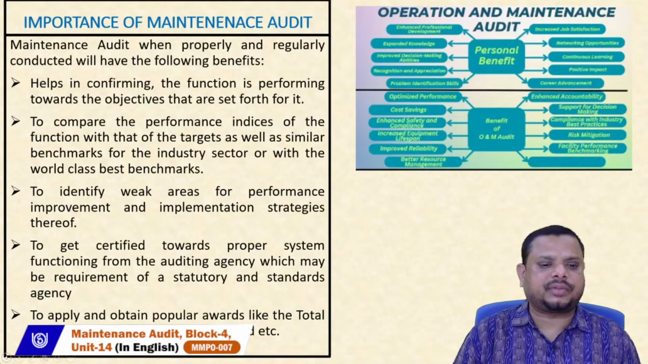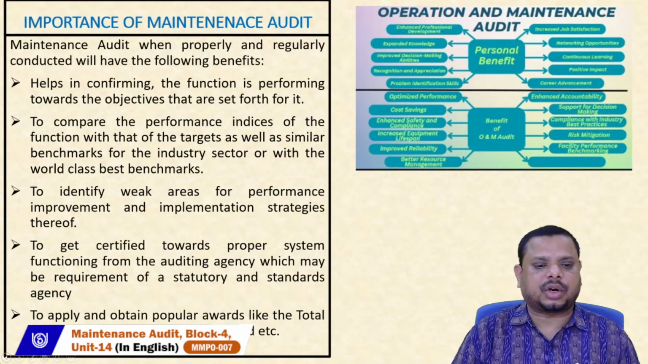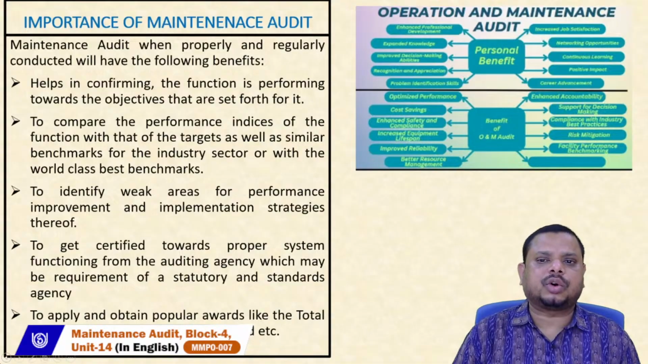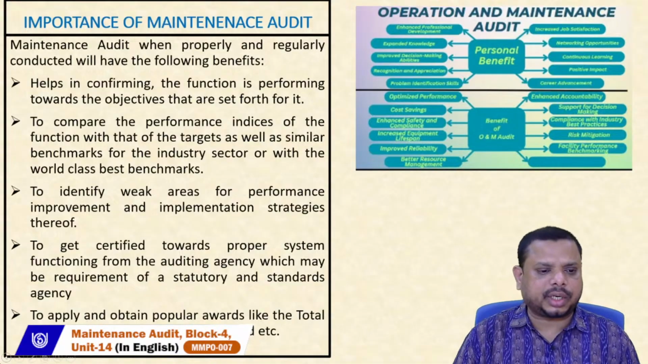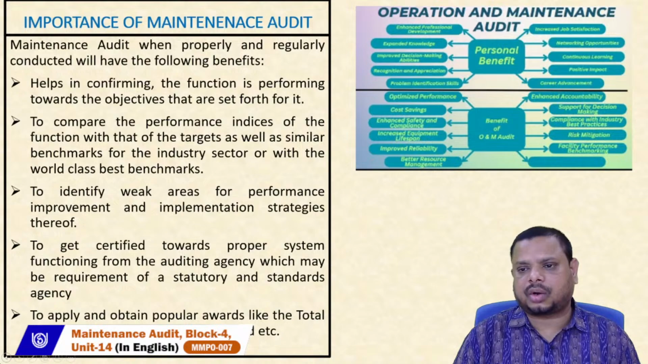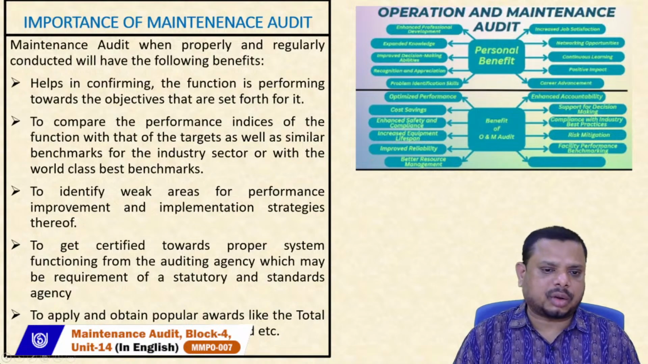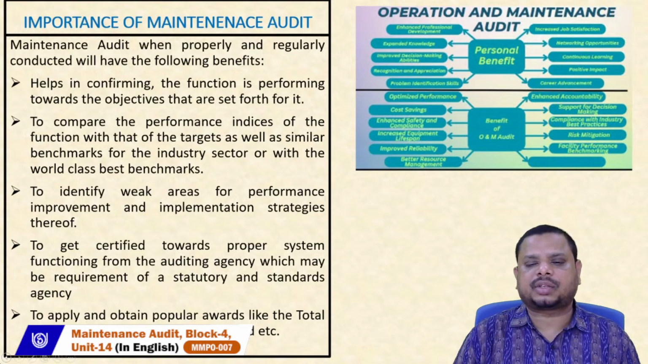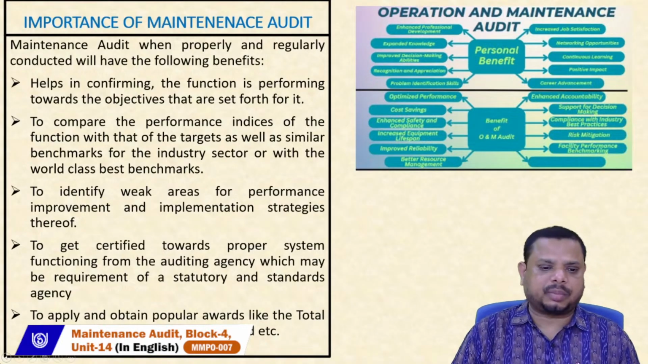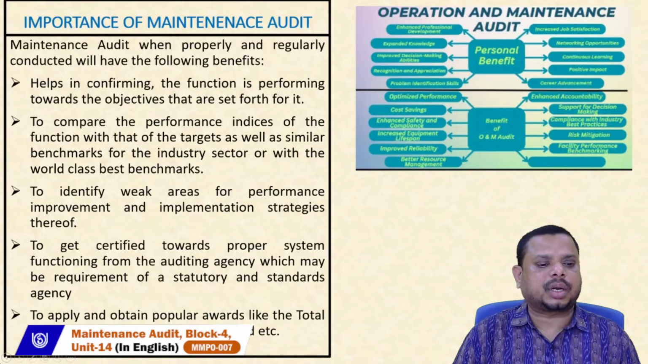The next is to get certified towards proper system functioning from the auditing agency, which may be a requirement of a statutory and standard agency. That is why in most cases the company must go for third-party agencies or third-party auditors, and they comply with statutory requirements, which are related to law, regulations, and policies of various government agencies. They also implement various standard agencies, implementing maintenance audit from department to department inside the organization. And the next important part is to apply for and obtain the popular award, Total Productive Maintenance.